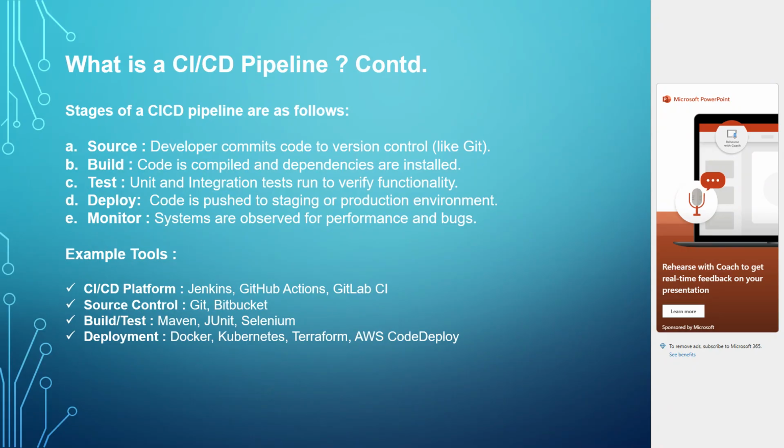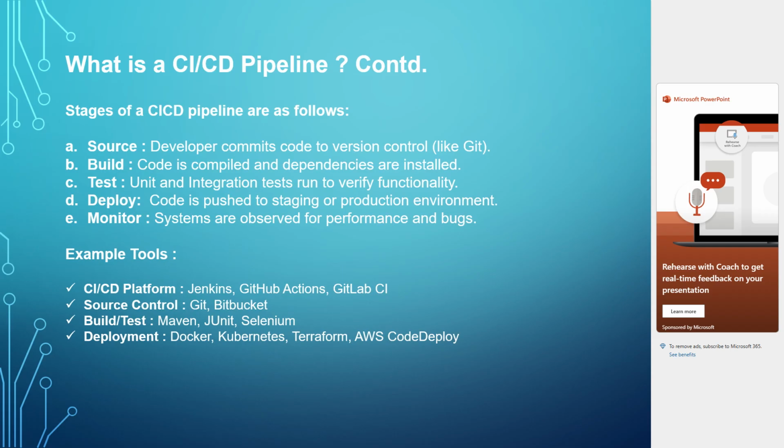After the testing phase is completed, then comes deploy. The code is pushed to the staging or production environment. As we were discussing, it depends on where you want to push the code, whether to staging, that is non-production, or to the production environment. This is taken care of in the deploy. Under monitoring, the next stage, systems are observed for performance and bugs. So this is a cycle, and these are some specific stages of a CI/CD pipeline.